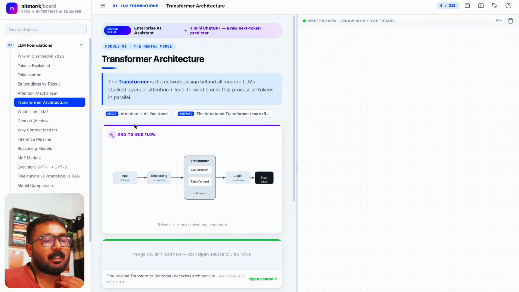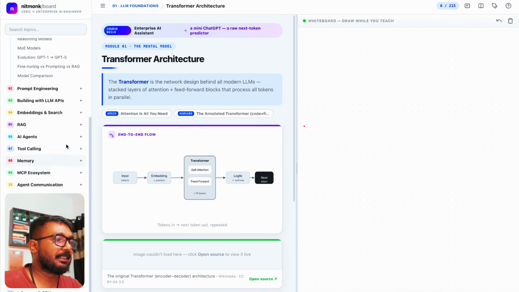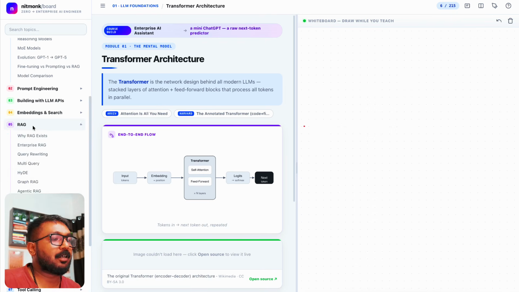Again, I have added this paper, Attention Is All You Need, and this annotated transformer where you can go and read about it. I'm trying to make it very straightforward and simple for you so that you can understand easily, right? Because we have lots of things to cover in the coming days, like prompt engineering, building with LLM APIs, embeddings, RAG, agents, and tools. And even RAG is not a simple RAG.